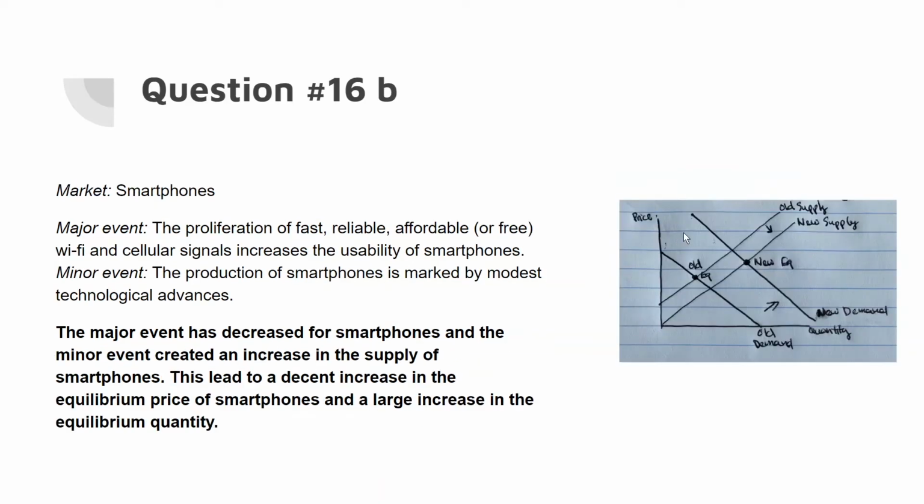In 16B, with smartphones, there is a great increase in the demand for smartphones as the technology becomes more readily available, and a slight increase in the supply. So because of this, you get this large increase in the equilibrium quantity and this slight increase in equilibrium price.